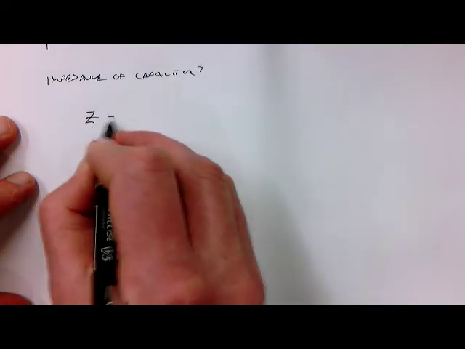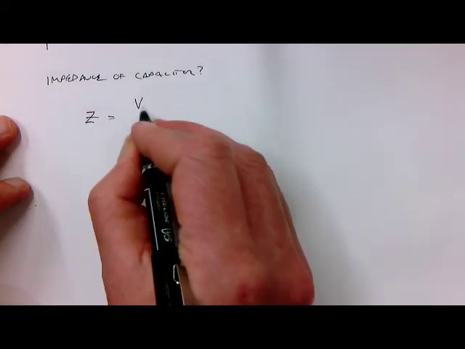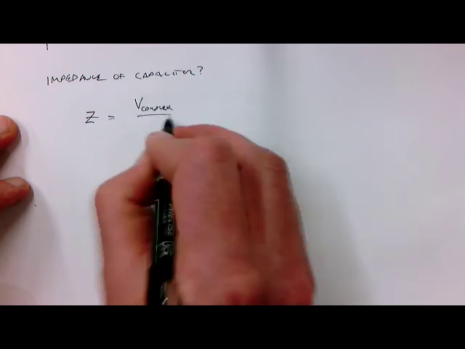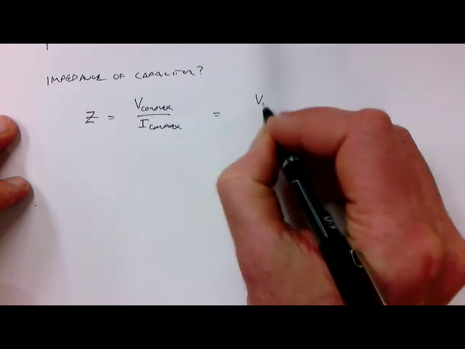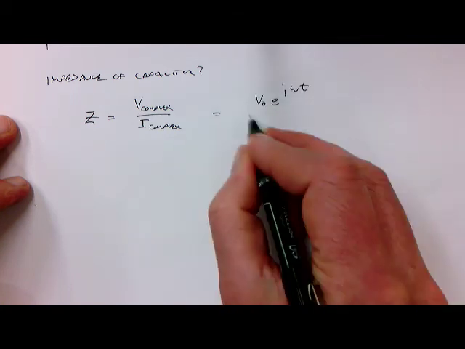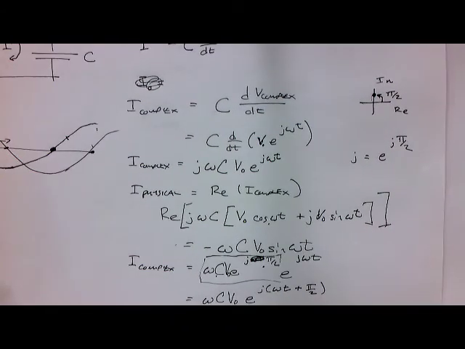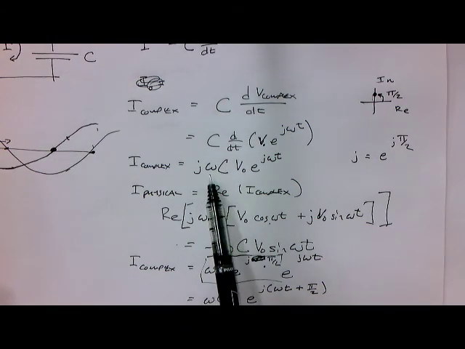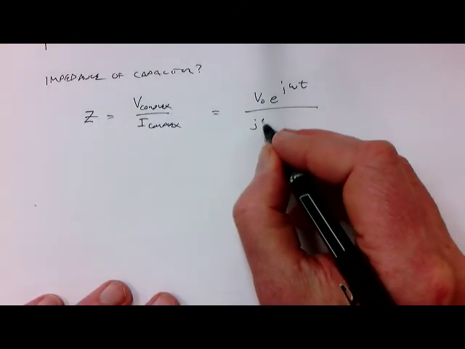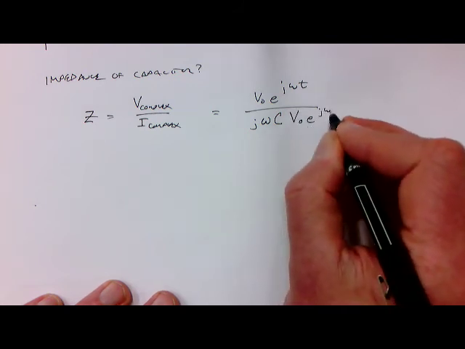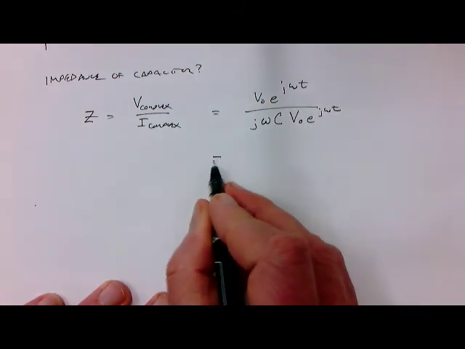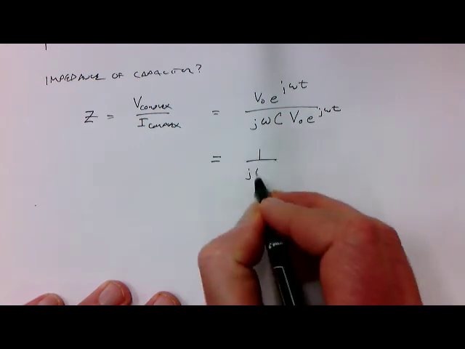Well, the impedance, we said, was equal to the ratio of the complex voltage over the complex current, right? My complex voltage, we know, is V naught e to the j omega t. The complex current we just figured out, if I remind you, is j times omega times c times v naught e to the j omega t, right? So in other words, my complex impedance is 1 over j omega c, right?